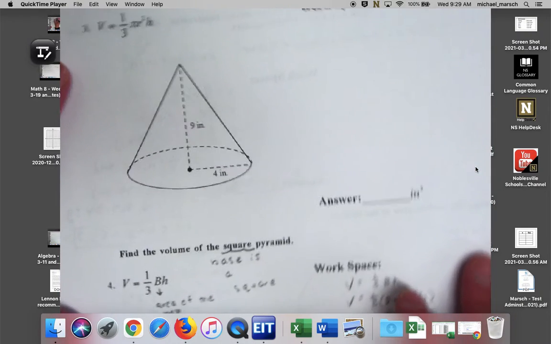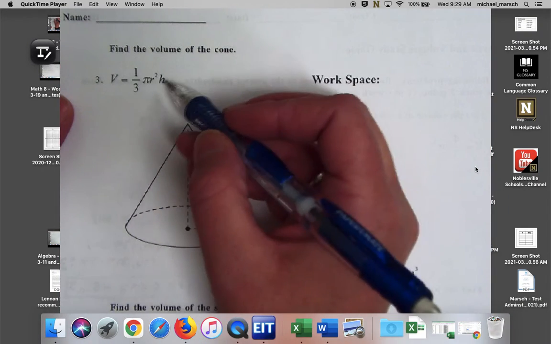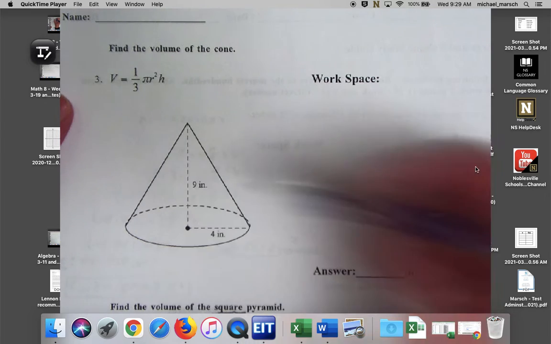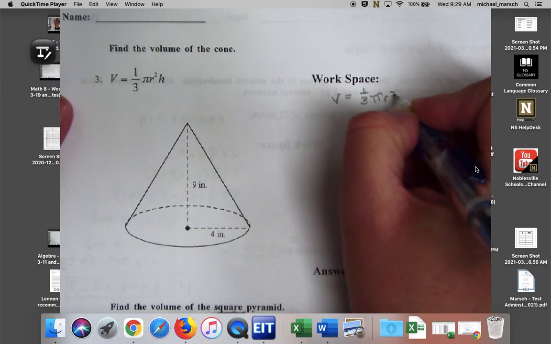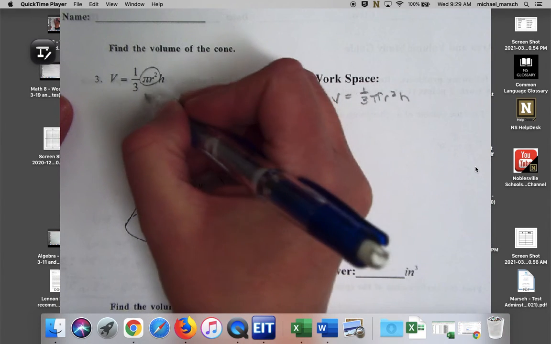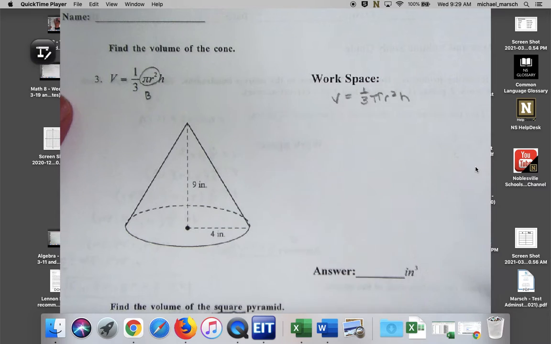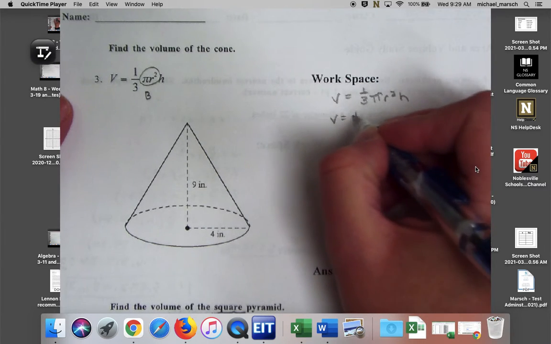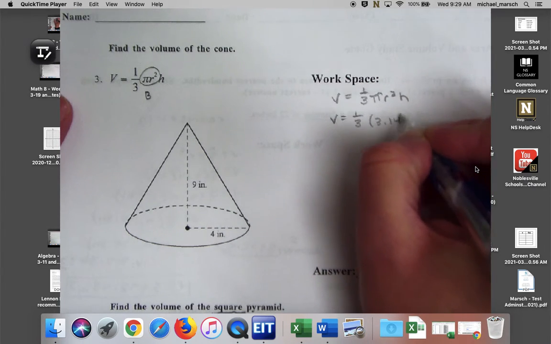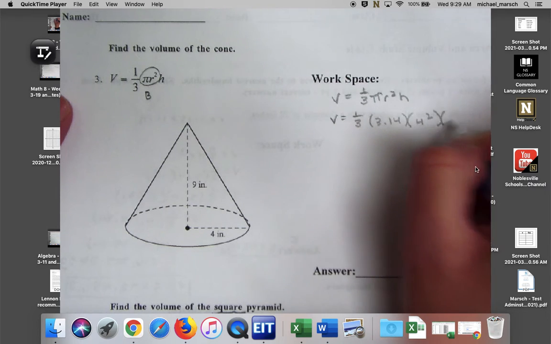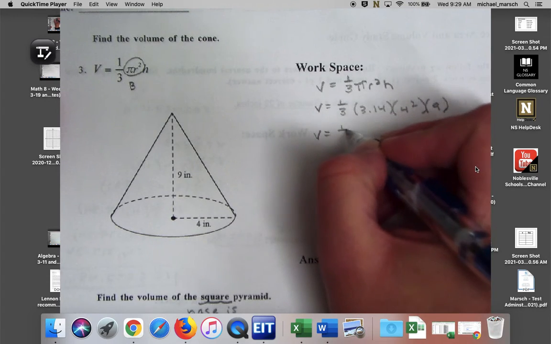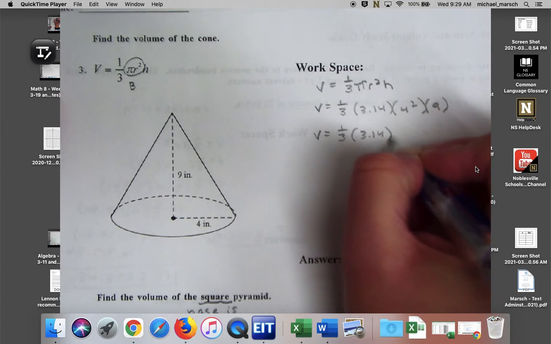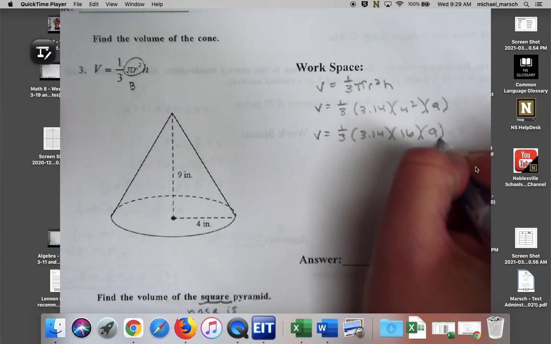All right, next page. We've got a cone here for number 3. We have our formula. We have our radius. We have our height. Volume equals 1/3 pi r squared h. Remember, this pi r squared is the capital B, right, for our base, which is a circle. Volume equals 1/3 times 3.14 times 4 squared times 9, because 9 is the height. Volume equals 1/3 times 3.14 times 16 times 9.